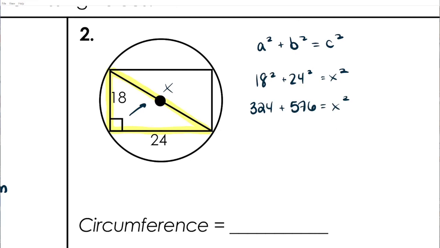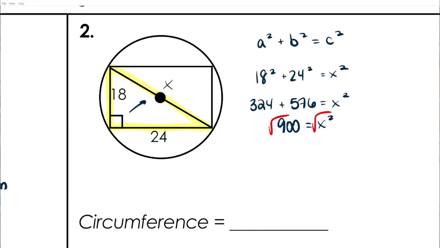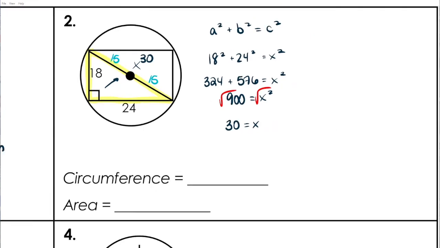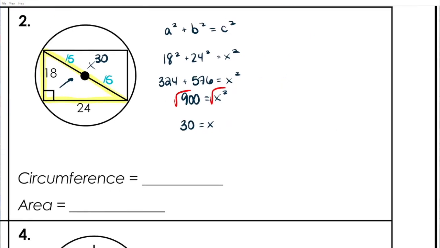324 plus 576 is, in fact, 900. And then to undo that square, we're just going to rock with our square root. So the square root of 900 is, of course, 30. Okay, so now that we know our diameter is 30, that means each of our radii is 15, because the radius is half the diameter.